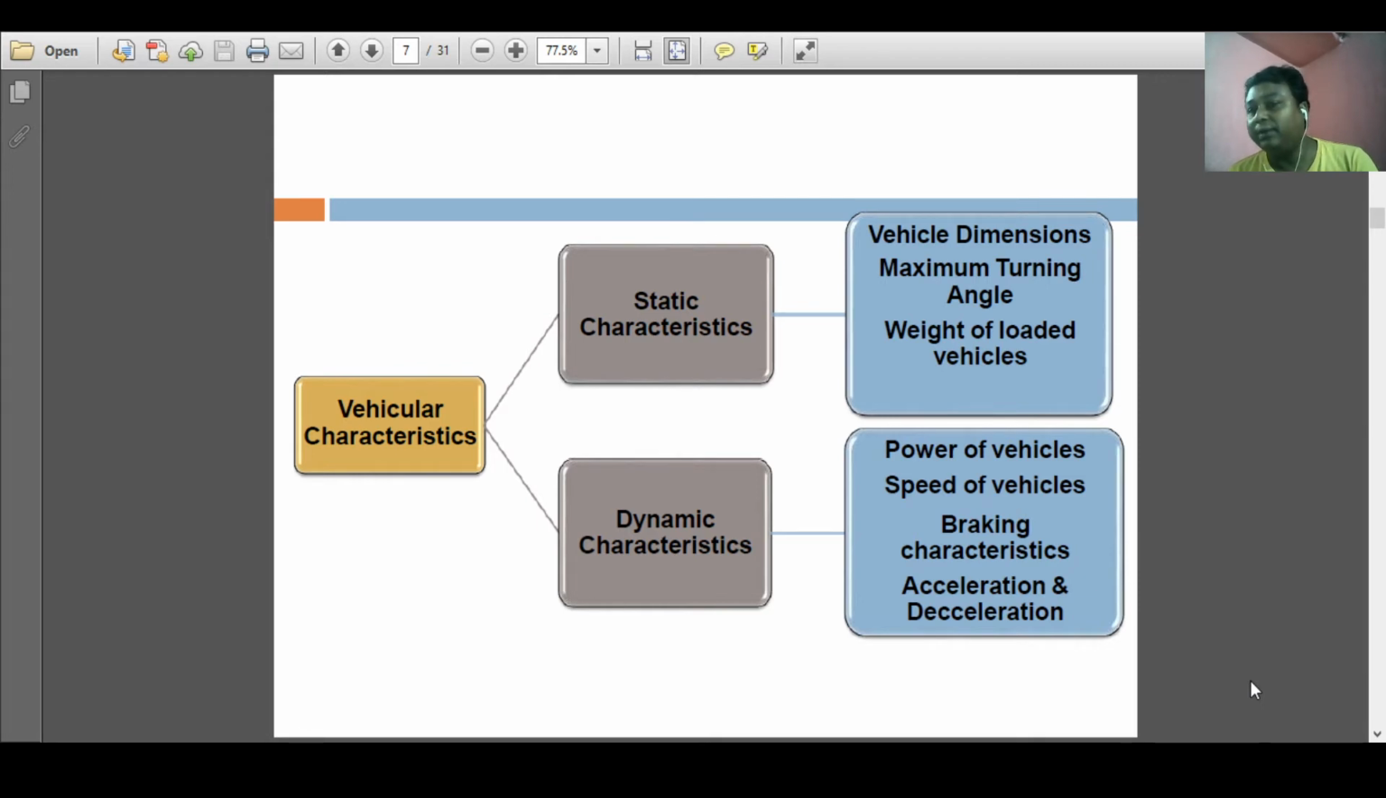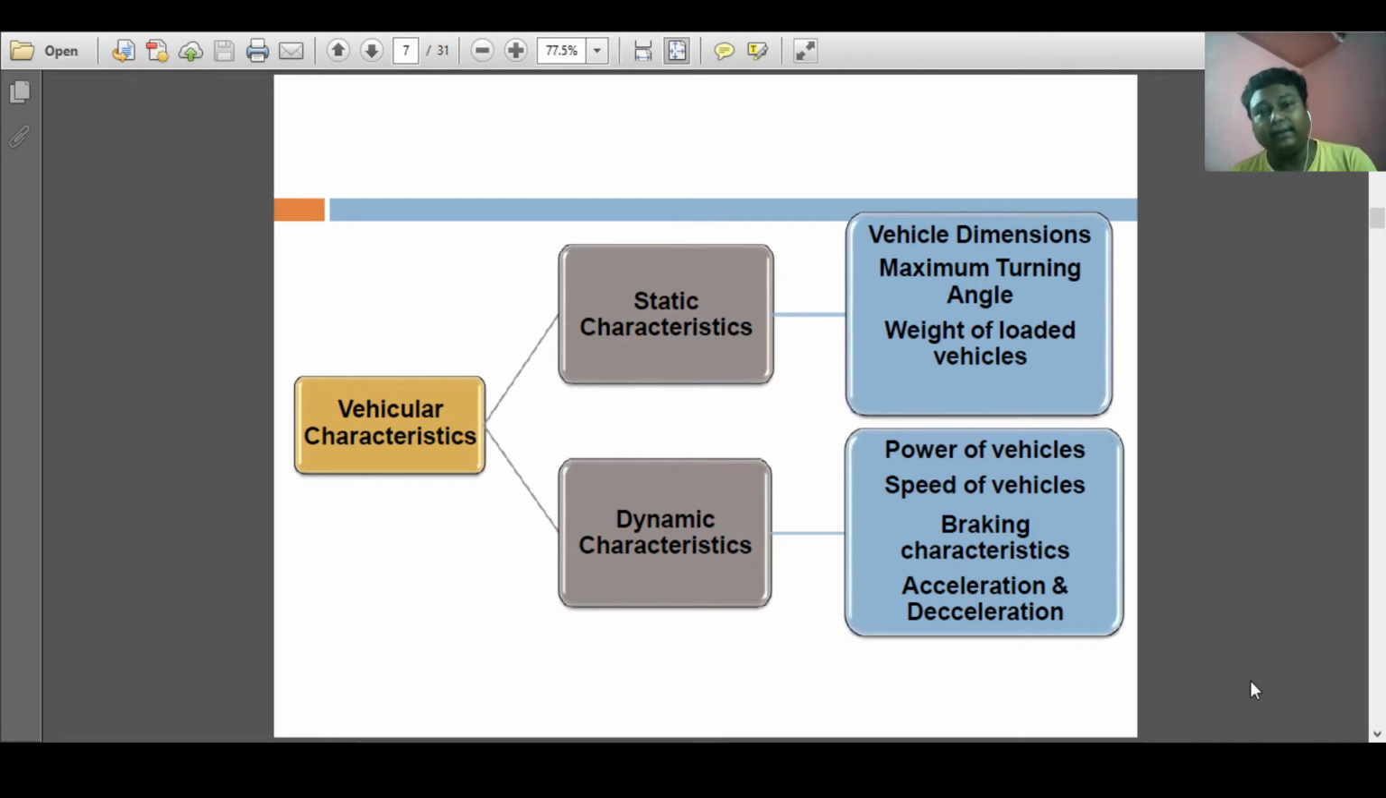Next is the maximum turning angle. Yes, it is very important for hilly areas where vehicles take turns. It is a very serious issue for traffic engineers or highway engineers to design the horizontal curve. The turning radius has to be designed very accurately, else the vehicles will have accidents and overturn. So the calculation of the turning angle is very important. Next is the weight of loaded vehicles. Based on the dimension of the vehicle and the capacity of the engine, the load of the vehicle is fixed.